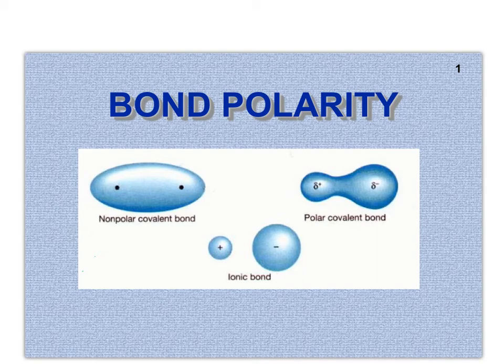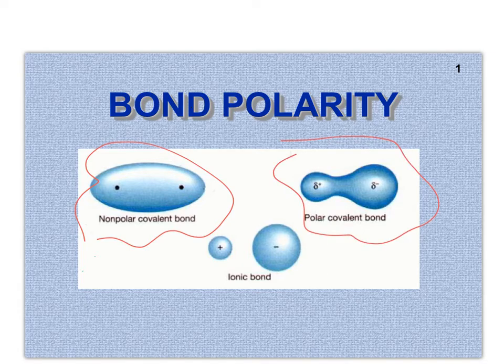This is the third of 3 lectures from Chapter 9 about chemical bonding, and this lecture will focus on bond polarity. It turns out that there are 2 types of covalent bonds. There is a nonpolar covalent bond, where the electrons are shared perfectly equally, and there is a polar covalent bond, where the electrons are shared unequally. In other words, the 2 electrons in a bond are held closer to the more electronegative atom.